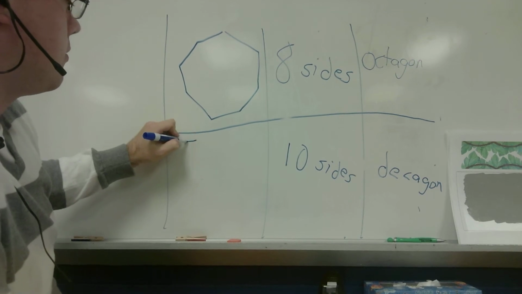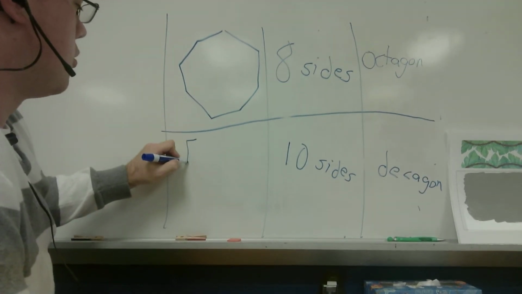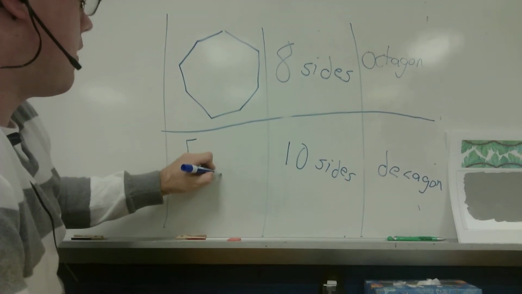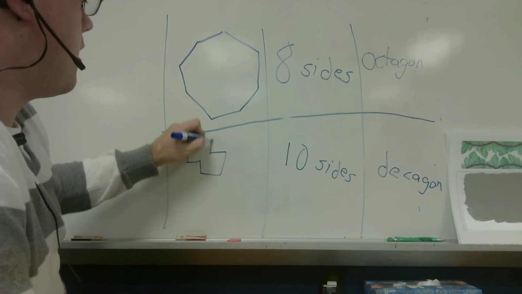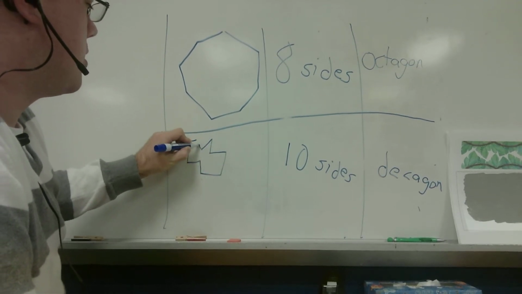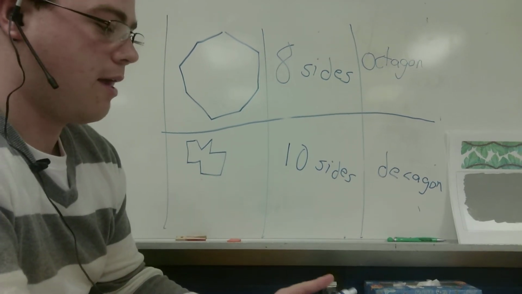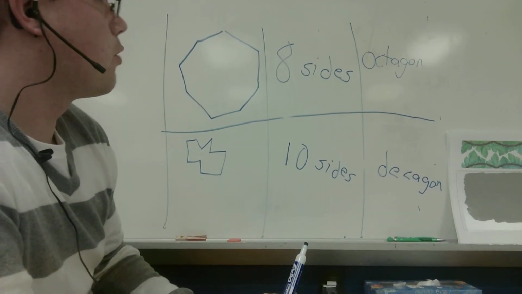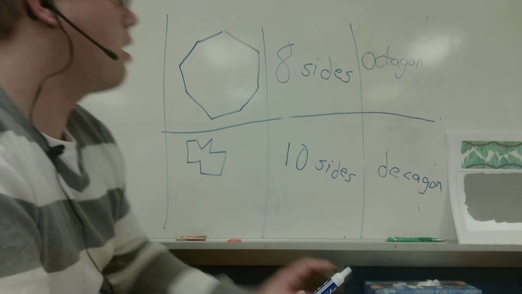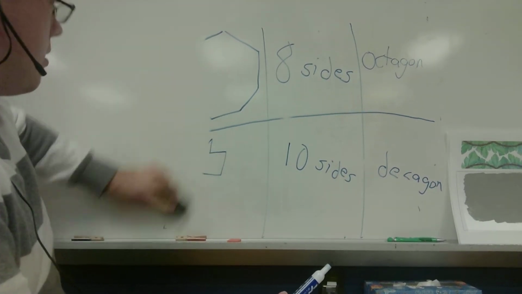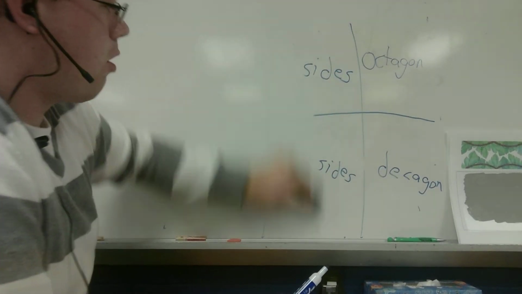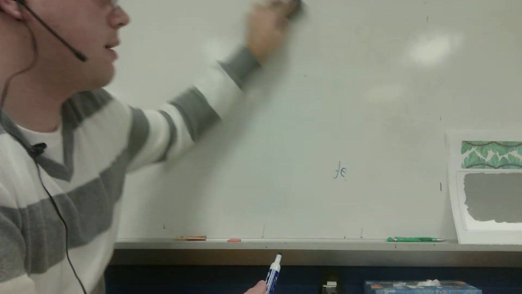I'm going to review those in just a second. Let me put my camera back up. We have our triangle. Our triangle has 3 sides. We have our quadrilateral. It has 4. Pentagon. It has 5 sides. Hexagon. It has 6 sides. Octagon. It has 8 sides. And a decagon has 10 sides.